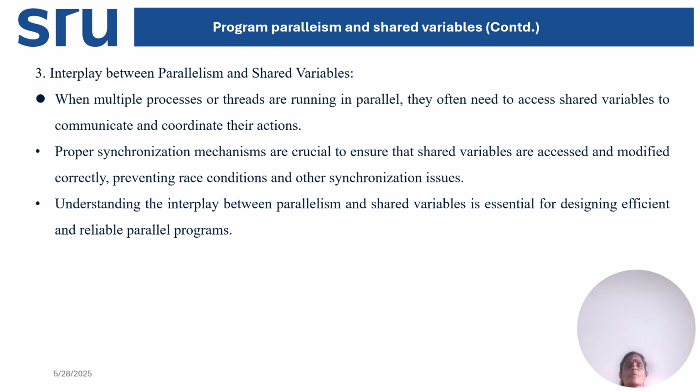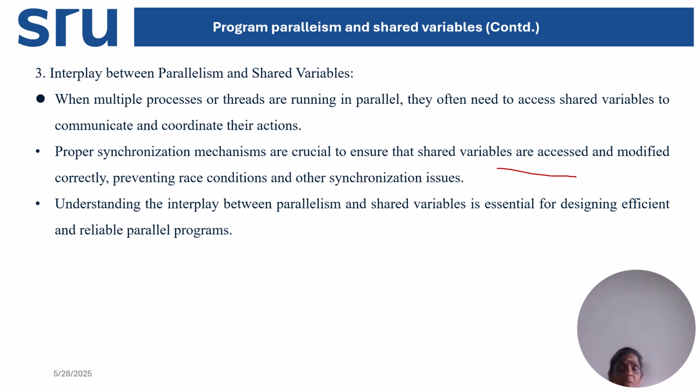Then, interplay between parallelism and shared variables. When multiple processes or threads are running in parallel, they often need to access shared variables to communicate and coordinate their actions. Proper synchronization, this point we have already seen. Proper synchronization mechanisms are crucial to ensure that shared variables are accessed and modified correctly, preventing race conditions and other synchronization issues.